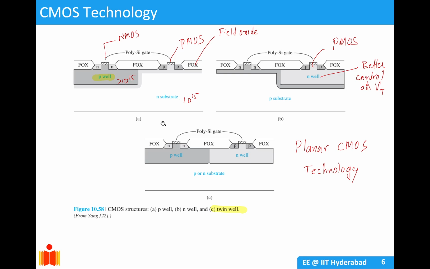So the traditional approach followed is called planar CMOS technology, where you have both deep P wells and deep N wells, and your transistors are separated from each other by something called field oxide. Field oxide acts as an insulation barrier between your transistors.